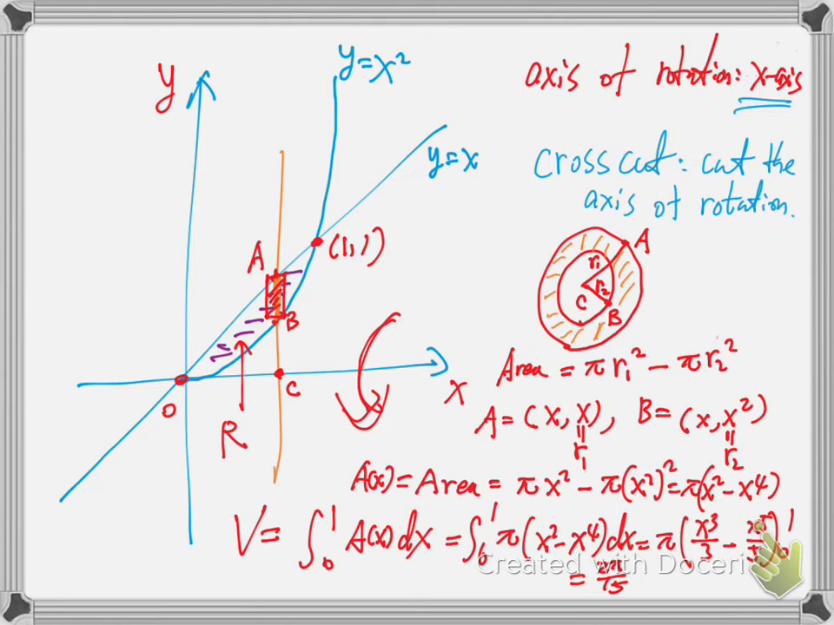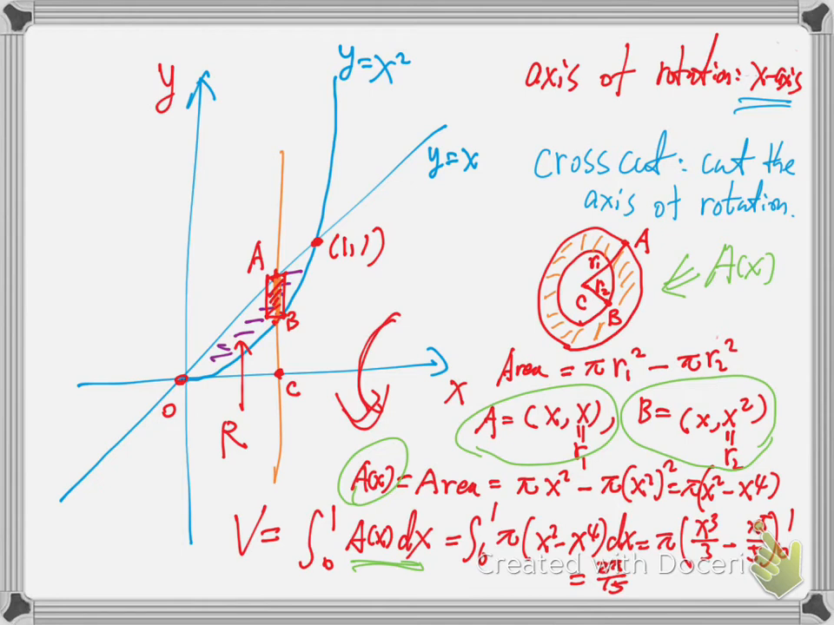For this part, the crosscut, you will always get an annulus. So the area of this annulus, A of x, which depends on x, is important. You have to show me what is A, what is B. That will give me the radii R1, R2, and then show me the area of this annulus. Then the integral of A of x dx will be the volume. That is the crosscut.